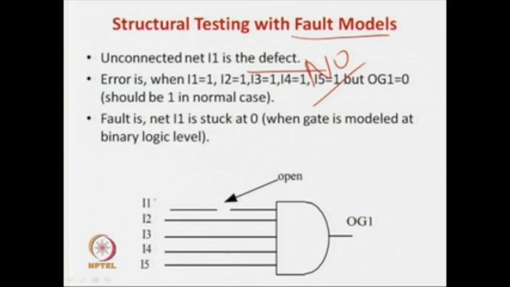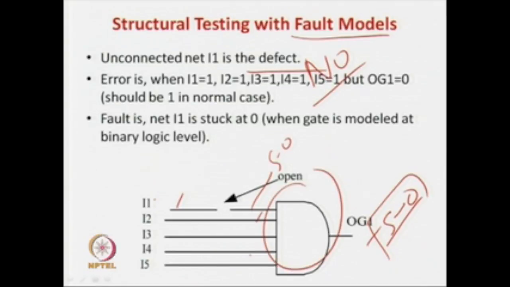So, what I can say is that if this line is stuck at 0, then if I apply anything, this line can never be 1, and similarly in this case. So, I can say that this line is stuck at 0. If I can ensure that this line is not stuck at 0 and not stuck at 1, and similarly for this case and this case, then I can say that my AND gate does not have any kind of stuck at 0 or stuck at 1 faults.